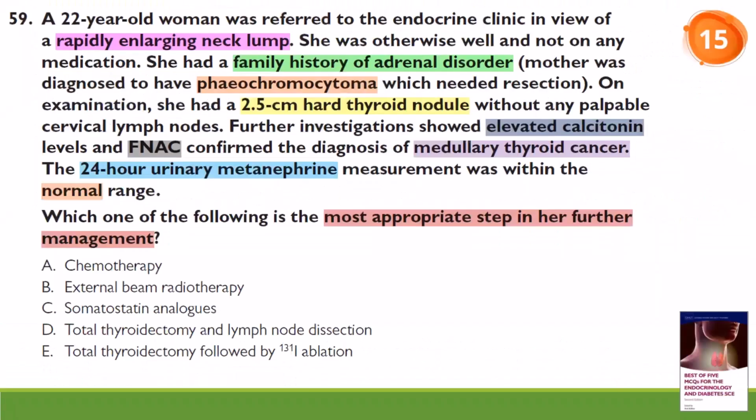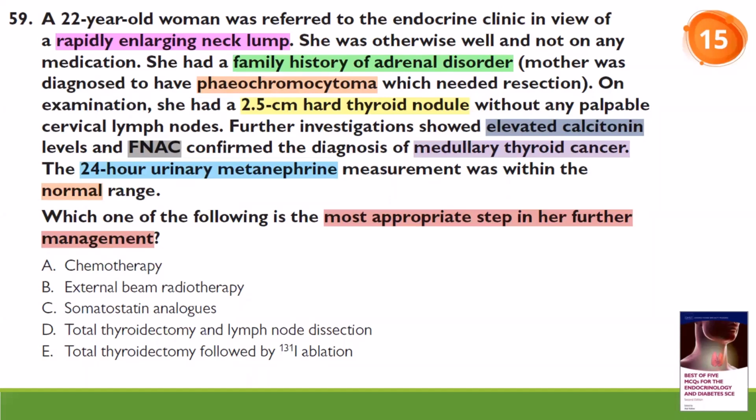Another question in the toolbox. This is a patient presented with medullary thyroid carcinoma, and the 24-hour urine metanephrine measurement was within normal, so pheochromocytoma is excluded. Which one of the following is the most appropriate step in management? Chemotherapy, external beam radiotherapy, somatostatin, total thyroidectomy and lymph node dissection, or total thyroidectomy followed by radioactive iodine ablation?